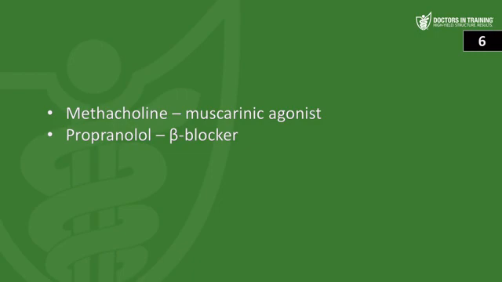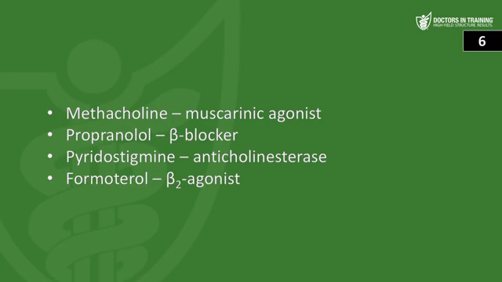Propranolol. -olol is a beta blocker. Neostigmine. -stigmine is an anticholinesterase. Formoterol. -terol is a beta-2 agonist. Formoterol is actually a long-acting inhaled beta-2 agonist. And terazosin is a -zosin drug, an alpha-1 antagonist.